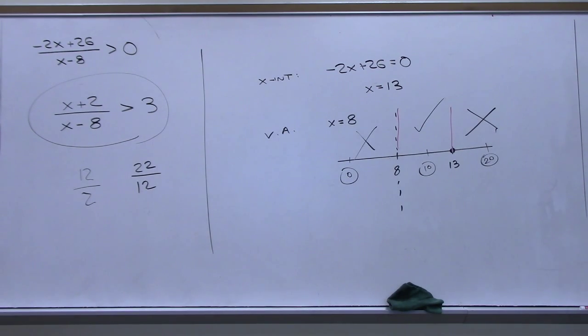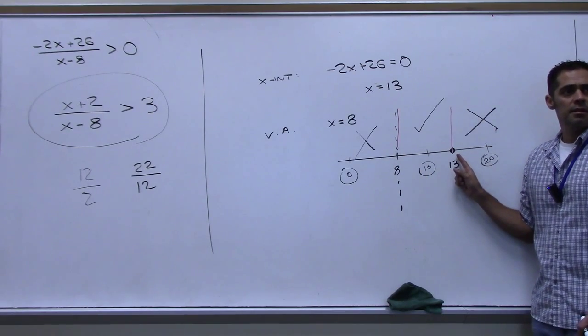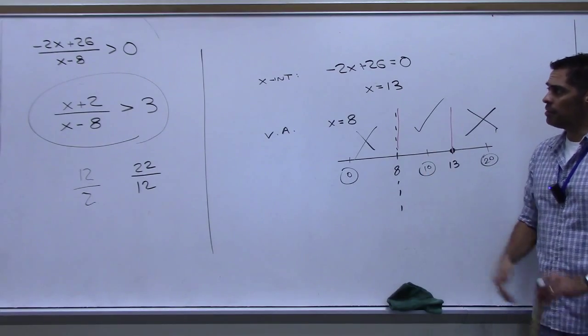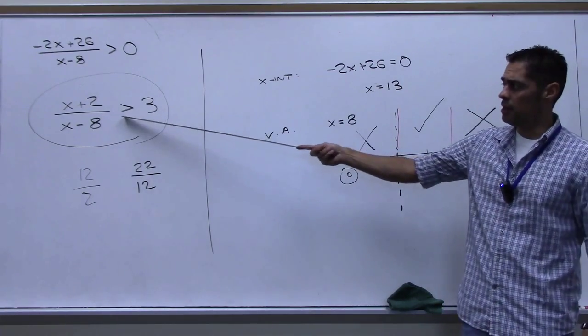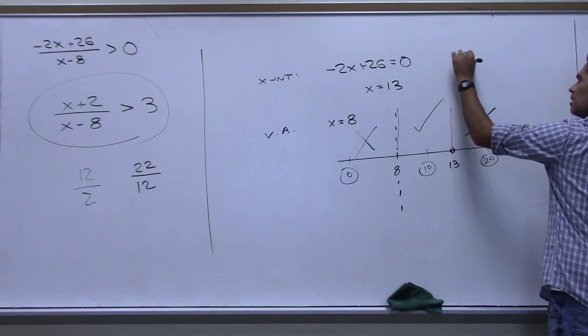So my answer should be everything between 8 and 13. And I will not include them, right? Not include them? Because it was strictly greater than. It did not include the equal. So the final result is 8 to 13.